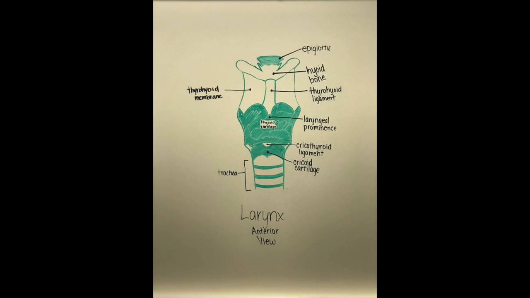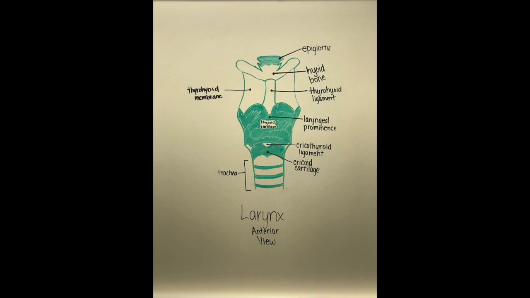The thyroid cartilage is superior to the cricoid cartilage and protects the vocal folds, forming what we call the Adam's apple or the laryngeal prominence. The thyrohyoid membrane spans from the thyroid cartilage to the posterior surface of the body of the hyoid bone, pictured here. The hyoid bone is located at the root of the tongue in front of the neck.